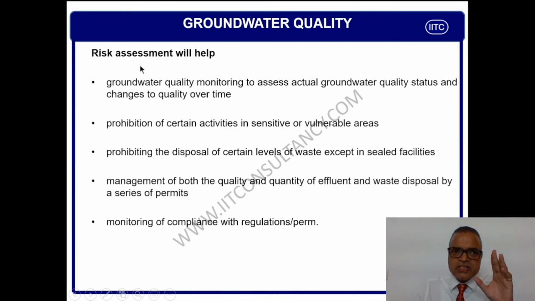So if we know the groundwater pollution risk map, then we can prohibit disposal of certain levels of waste. Then it will also help management of both quality and quantity of effluent and waste disposal by a series of permits. If we know where the water is vulnerable, where the water is risky, then we can have certain levels of permits. Monitoring of compliance with regulations and norms. So this will help in managing this. These are the benefits of the groundwater risk matrix or map.